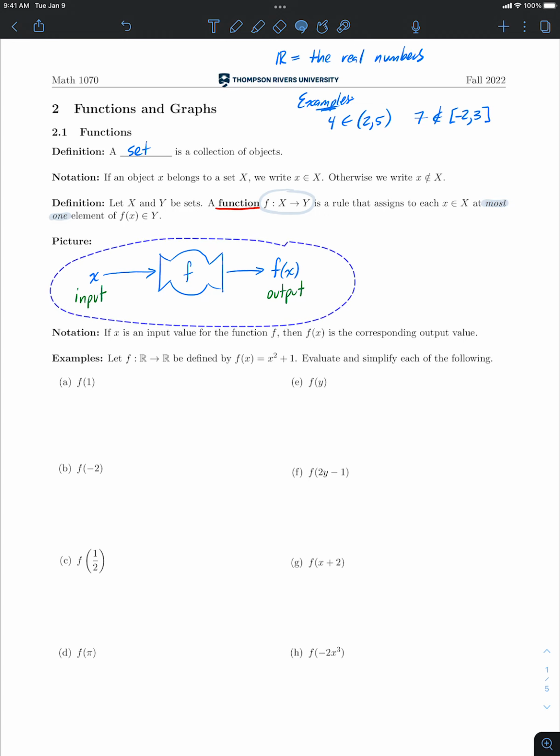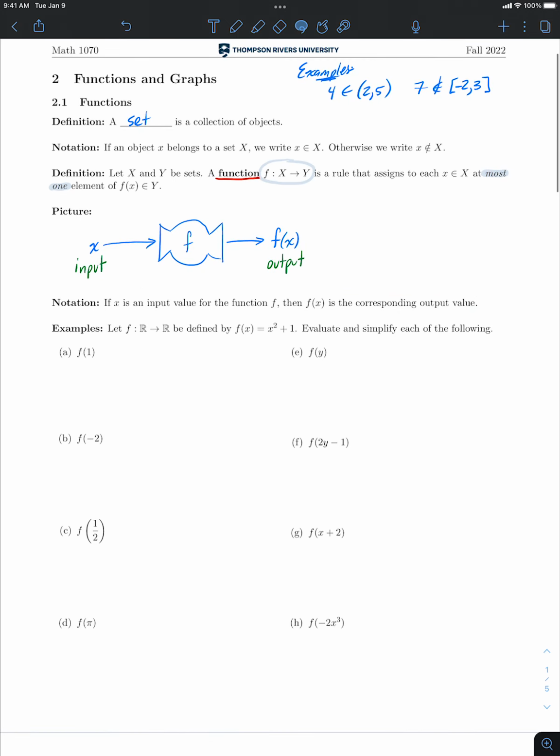So the notation that you see here is just what we just said, right? If x is an input value, then f of x is the corresponding output value. And x is just a placeholder. x could be anything, right? As we're going to see in an example below, x can represent many different values. Okay, so here's some examples.